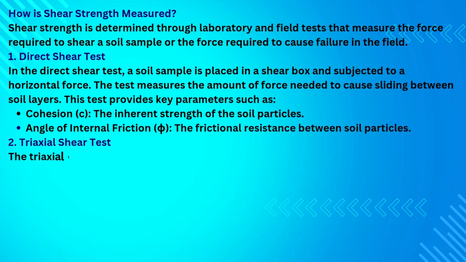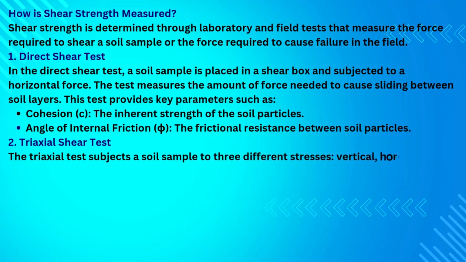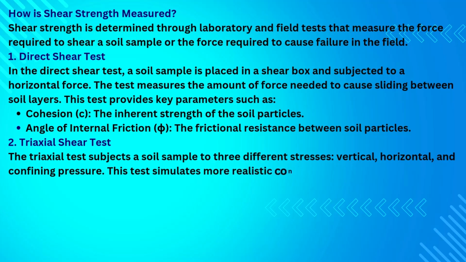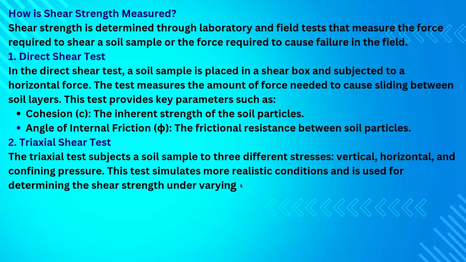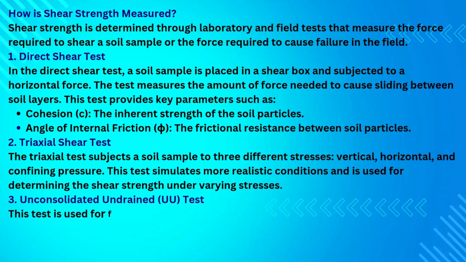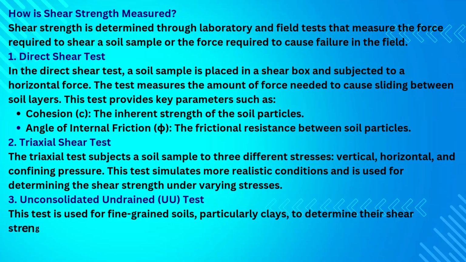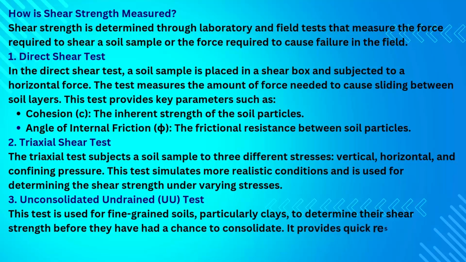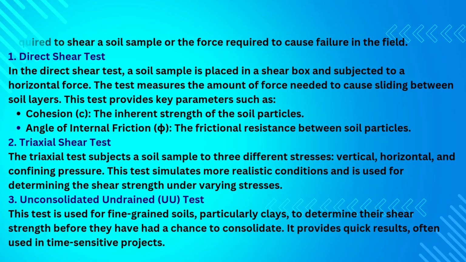2. Triaxial shear test. The triaxial test subjects a soil sample to 3 different stresses: vertical, horizontal, and confining pressure. This test simulates more realistic conditions and is used for determining the shear strength under varying stresses. 3. Unconsolidated undrained, UU, test. This test is used for fine-grained soils, particularly clays, to determine their shear strength before they have had a chance to consolidate. It provides quick results, often used in time-sensitive projects.